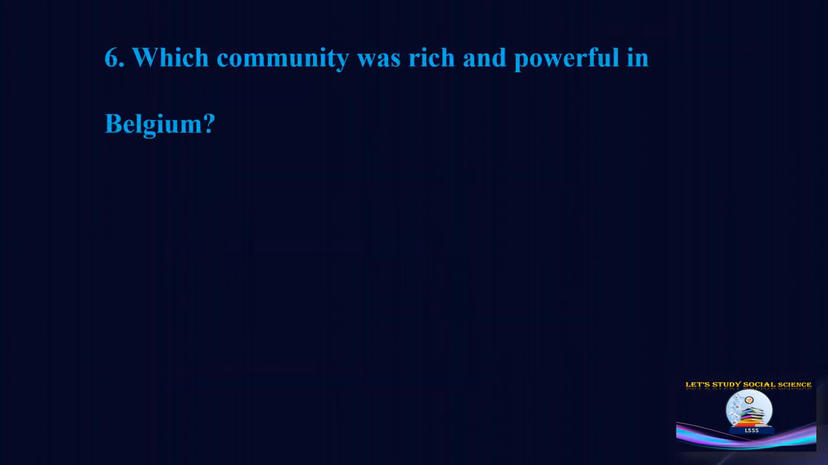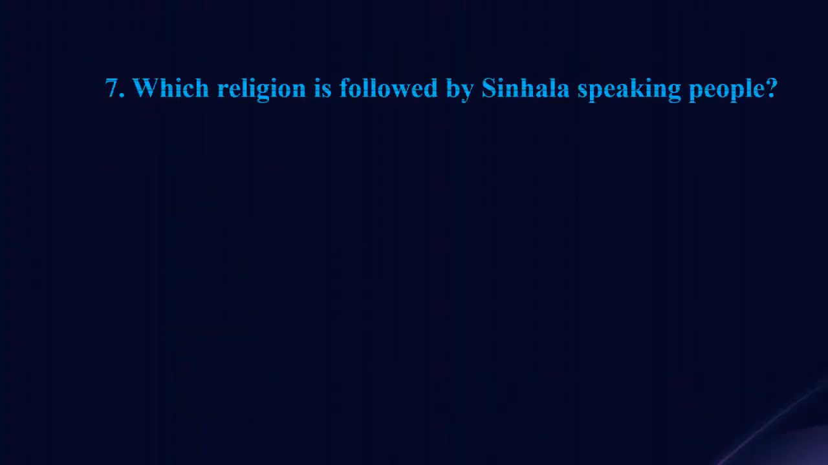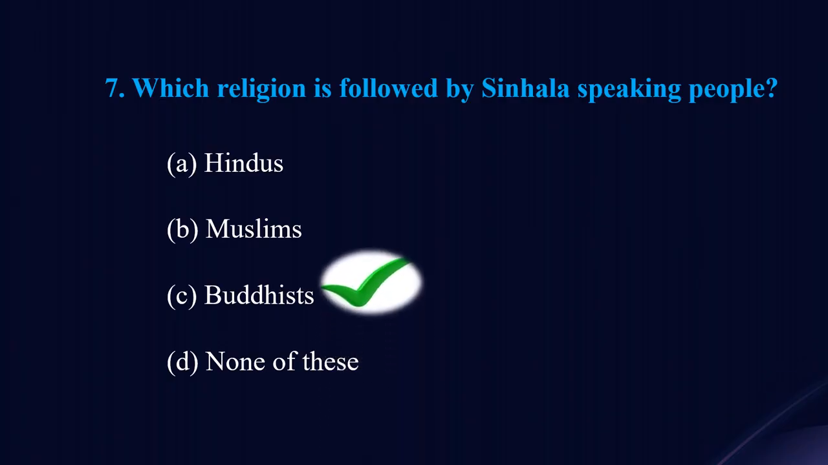Our next question is, which community was rich and powerful in Belgium? The options are German, French, Dutch, none of the above. And the right answer is French. Now last question is, which religion is followed by Sinhala speaking people in Sri Lanka? And the options are Hindus, Muslim, Buddhist, none of these. And the right answer is Buddhist.